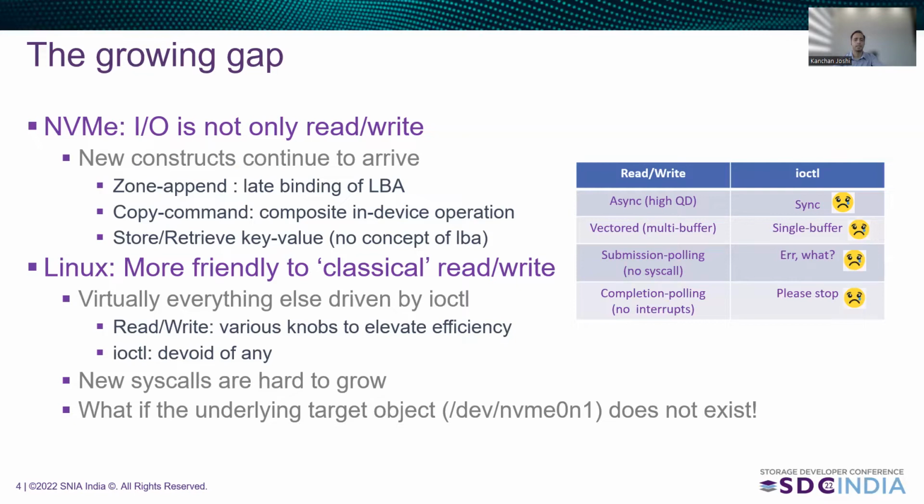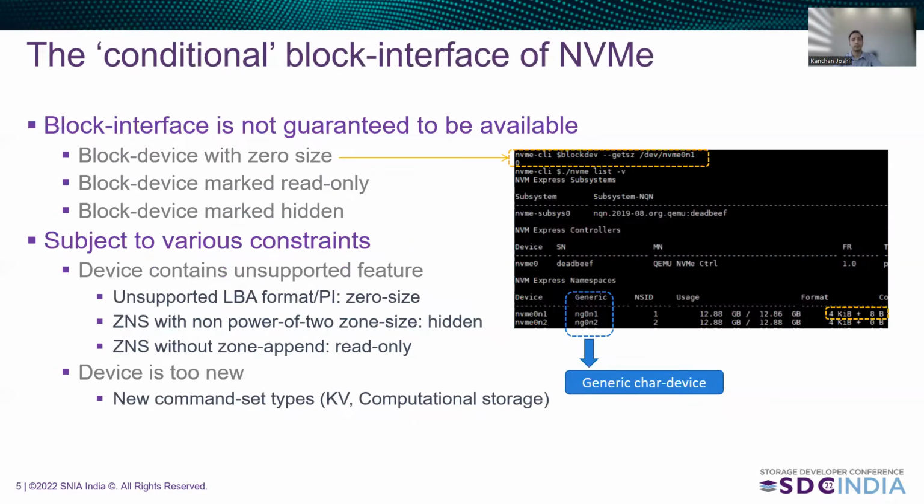And just in case you thought things can't get any worse, there is something more. ioctl, or any syscall for that matter, is issued against an object. And in the case of NVMe, that's the block device node, /dev/nvme0n1. For a new storage, this block interface itself may not exist, or it may be there but unusable. And ioctl cannot be issued into thin air. So that gives this availability problem of the block interface.